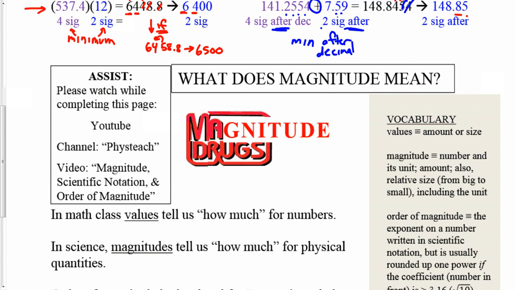Okay. So, is it true? You want to know about magnitude, huh? I heard this word. What's that magnitude? I want to know about magnitude.